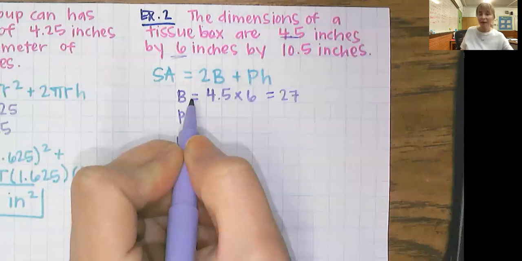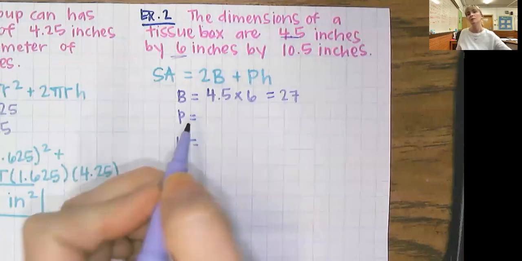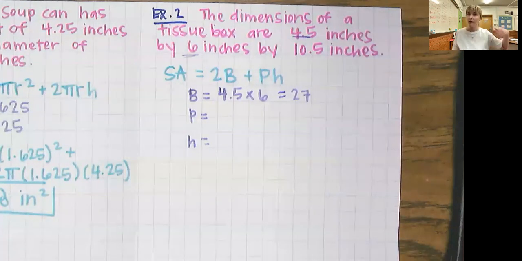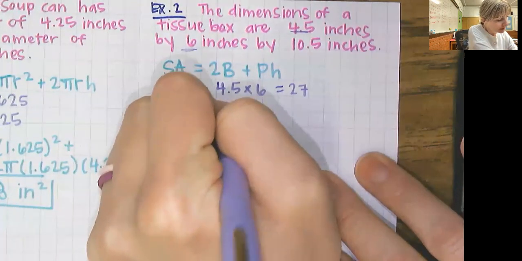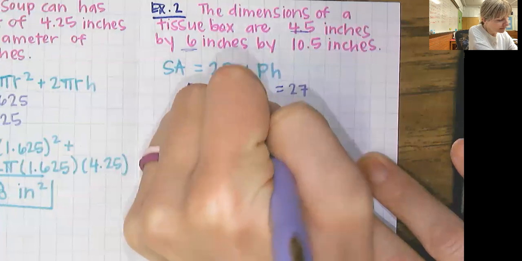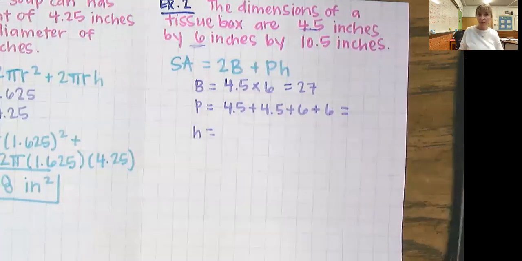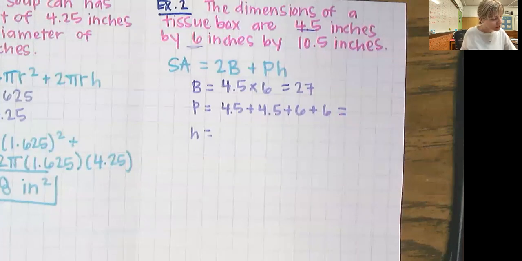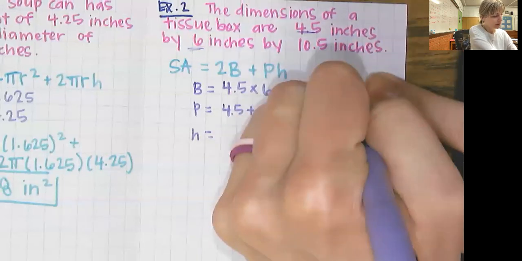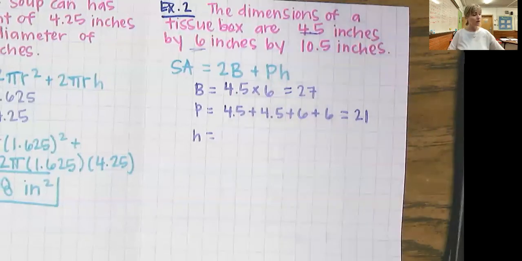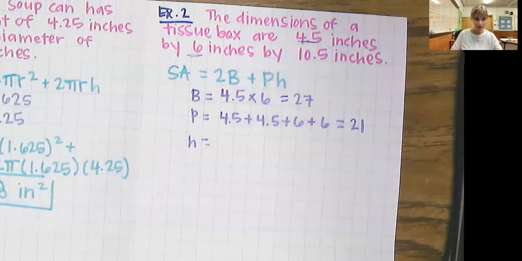Whatever you choose to be your base figure to get capital B, remember, use the exact same figure to get capital P, right? So capital P is going to be 4.5 plus 4.5 plus 6 plus 6. One is the area of that rectangle, and one is the perimeter of that rectangle. So when I add that all up, I get 21. The area of that base is 27. The perimeter of that base is 21.